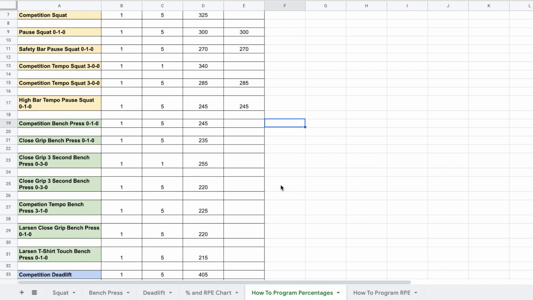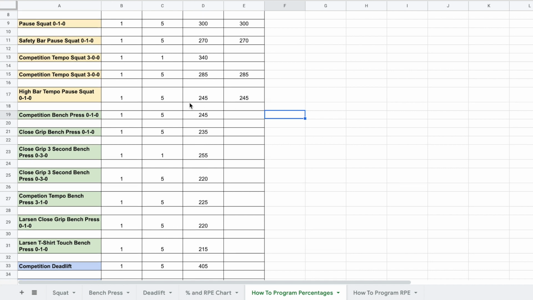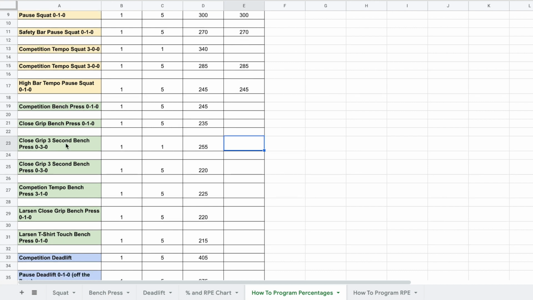So moving on to bench press, all this applies the same way. So we have competition bench press. 5 reps at an 8 RPE is 81.1%. If we want to do close grip, usually I program close grip at 97%, so I just need to do times 0.97. But let's say I want to do a 3-second pause bench press. That's going to change the time under tension.